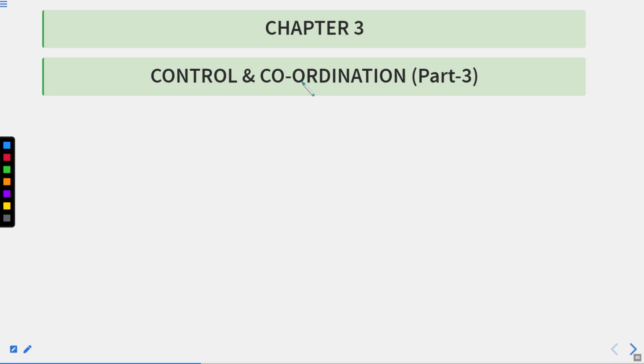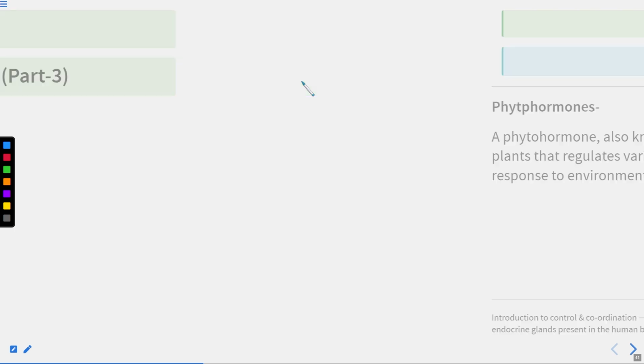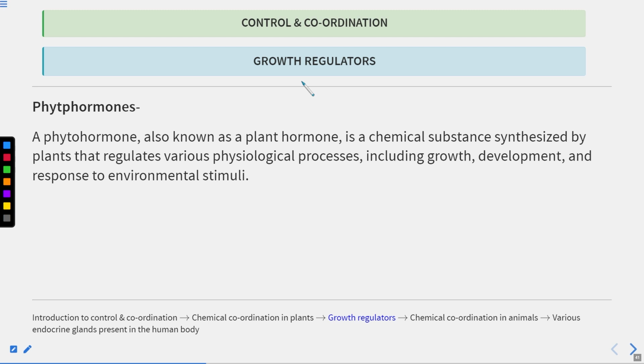So in the previous lecture, we studied about the discovery of the growth promoters such as auxin, gibberellin, and cytokinin. And in this lecture, we'll be studying about the functions of these hormones, as well as the growth inhibitors. So let's start with the definition of the phytohormones.